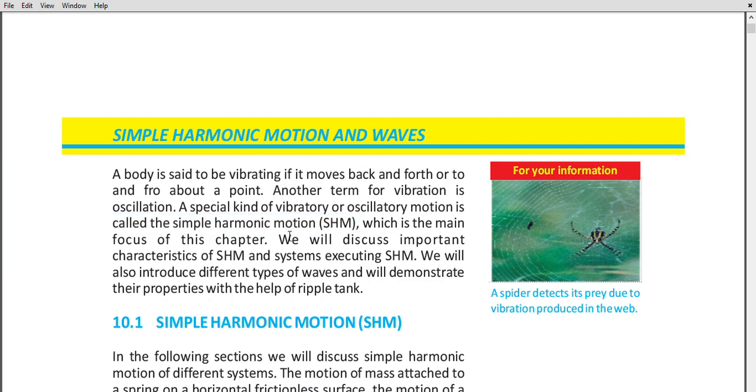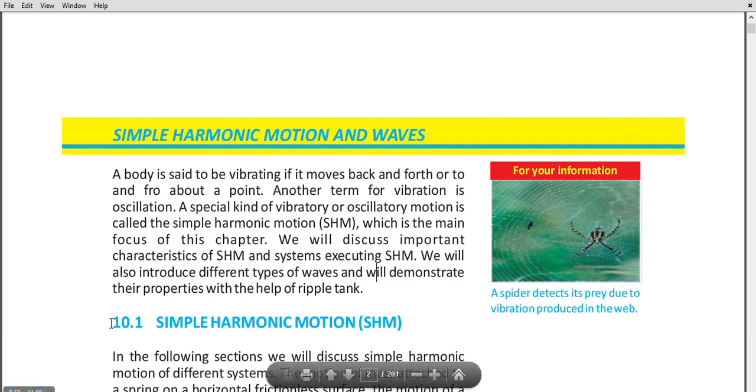He says we will discuss important characteristics of simple harmonic motion and systems executing simple harmonic motion. And we will also introduce different types of waves and demonstrate their properties with the help of a ripple tank.